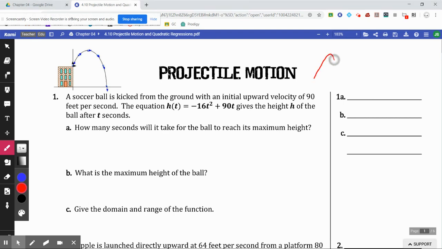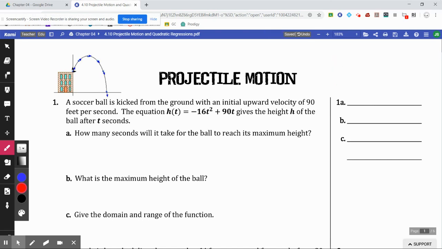It goes up and comes back down at the exact same rate. It has that exact same axis of symmetry and all that. It's a parabola. So let's apply what we've learned now to projectile motion.